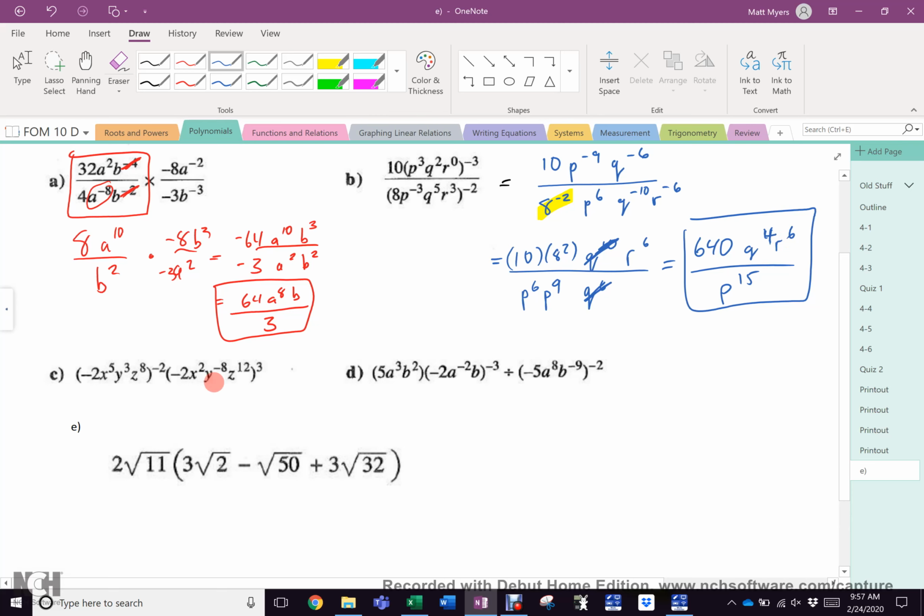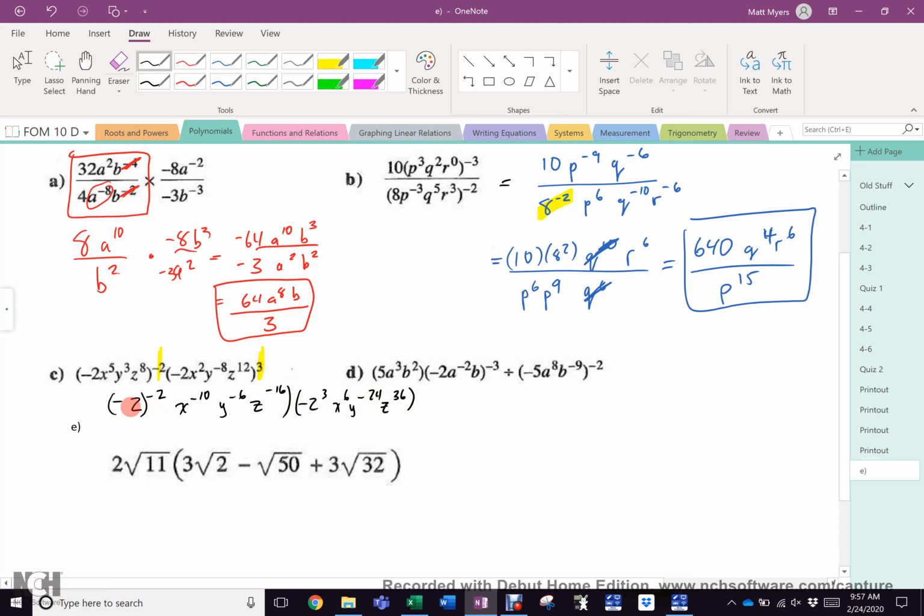This one, I would deal with my outside exponents first again, which would get me negative 2 to the negative 2, x to the negative 10, y to the negative 6, and z to the negative 16. And that would multiply by negative 2 cubed, x to the 6th, y to the negative 24th, and z to the 36th.